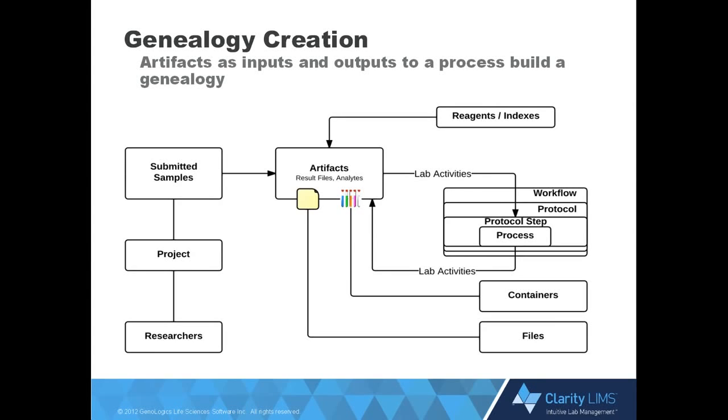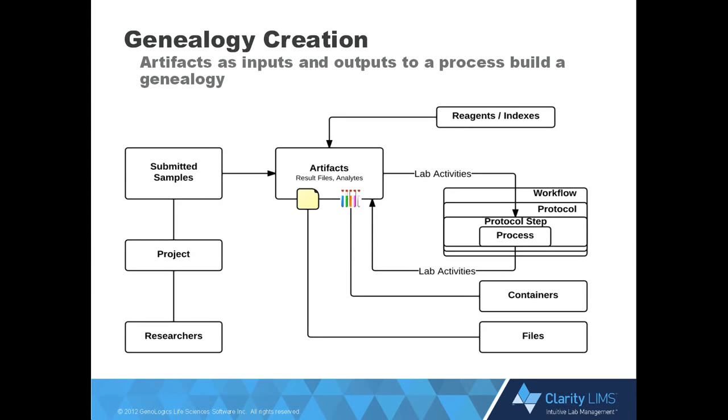Let's have a look at this diagram here, which also tries to explain what's happening, and hopefully this will show you the relationship between artifacts and processes. So let's start in the center of the diagram where we see artifacts, and there are various flavors or types of artifacts such as result files or analytes, where of course an analyte is just a fancy name for a sample that has been derived through workflow processing. So we draw the distinction between a submitted sample and a derived sample. Derived samples are analytes.